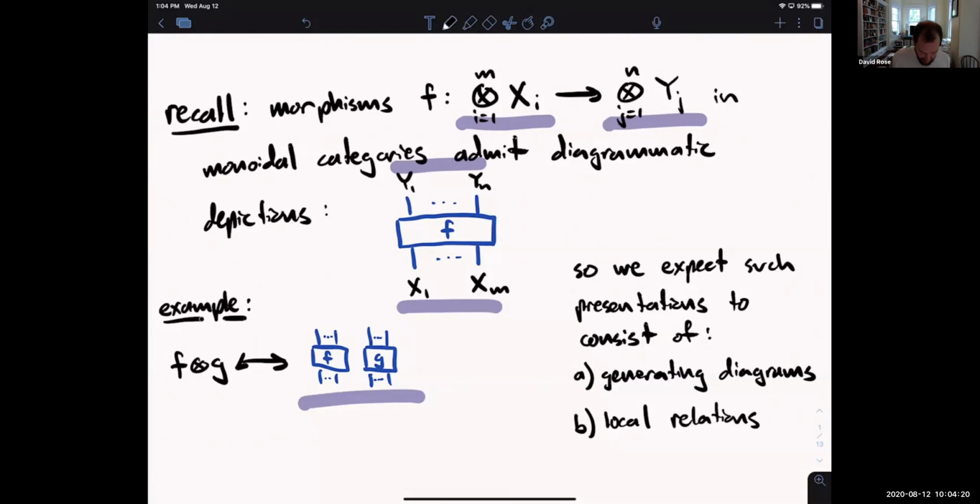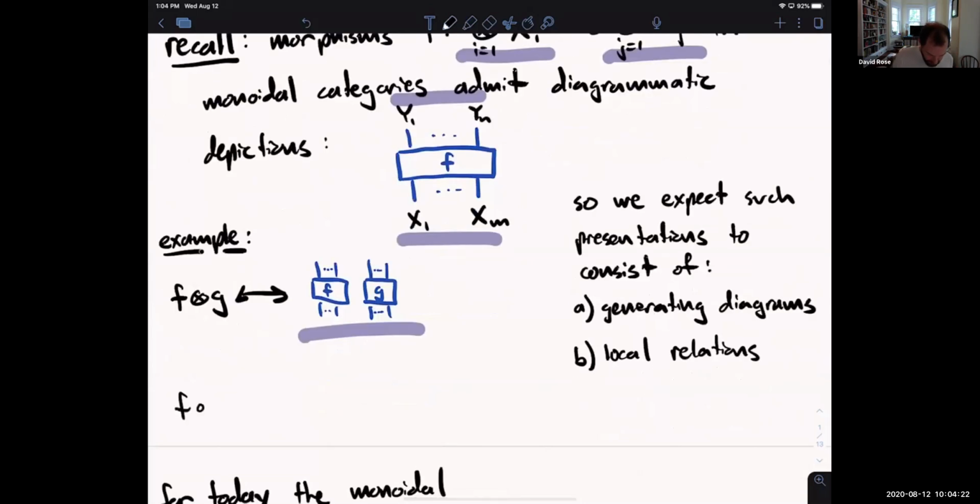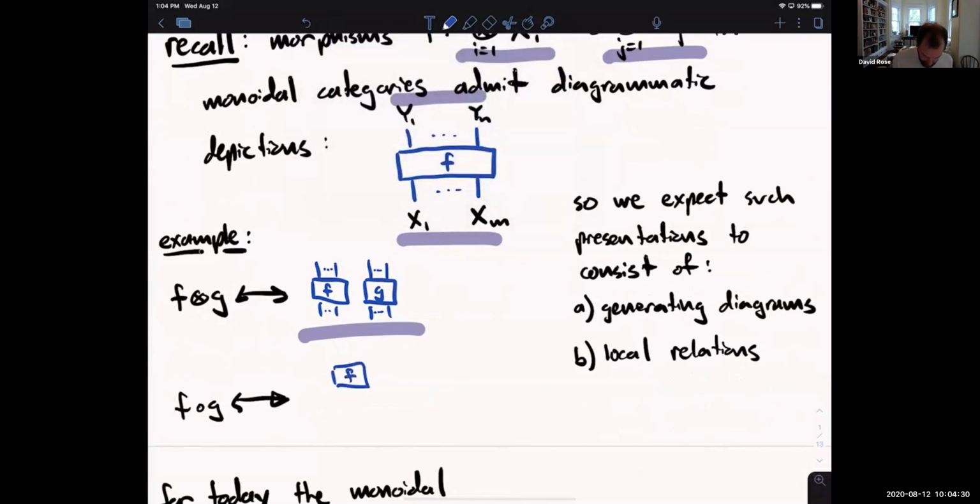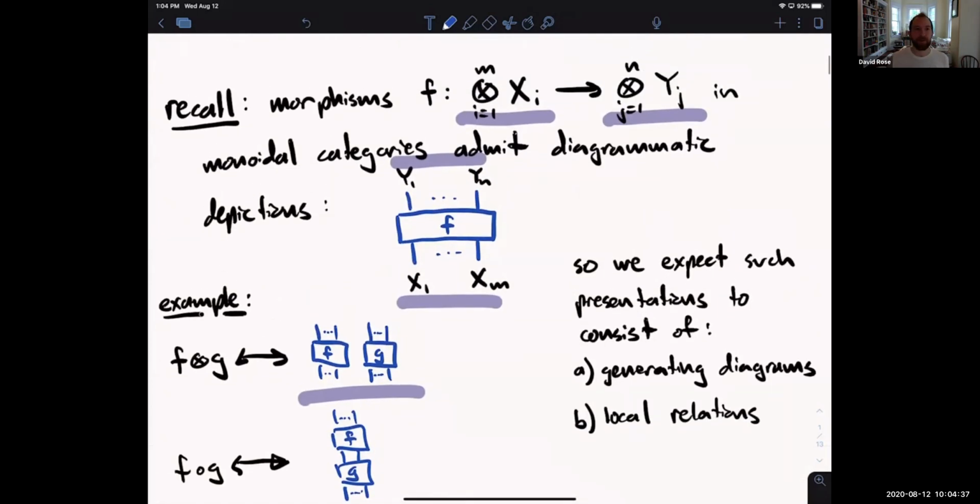Maybe for the uninitiated, I should also just mention that if you want to compose, this also can be described diagrammatically just by putting one thing on top of the other. So this diagrammatic language really is useful in sort of capturing the operations possible on morphisms in a monoidal category. Okay, so that's just a bit of maybe the classical facts about monoidal categories.